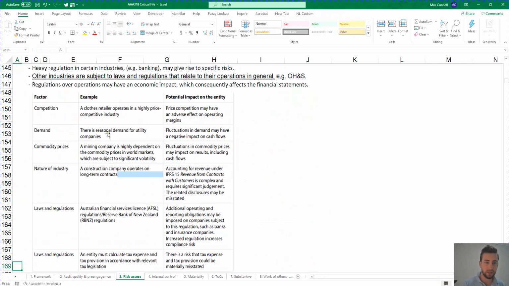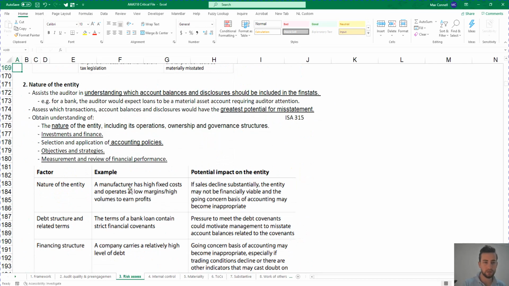All right, and then next, nature of the entity. So, for example, banks. We understand that banks are in the business of loaning money. That's just the nature of what they do.